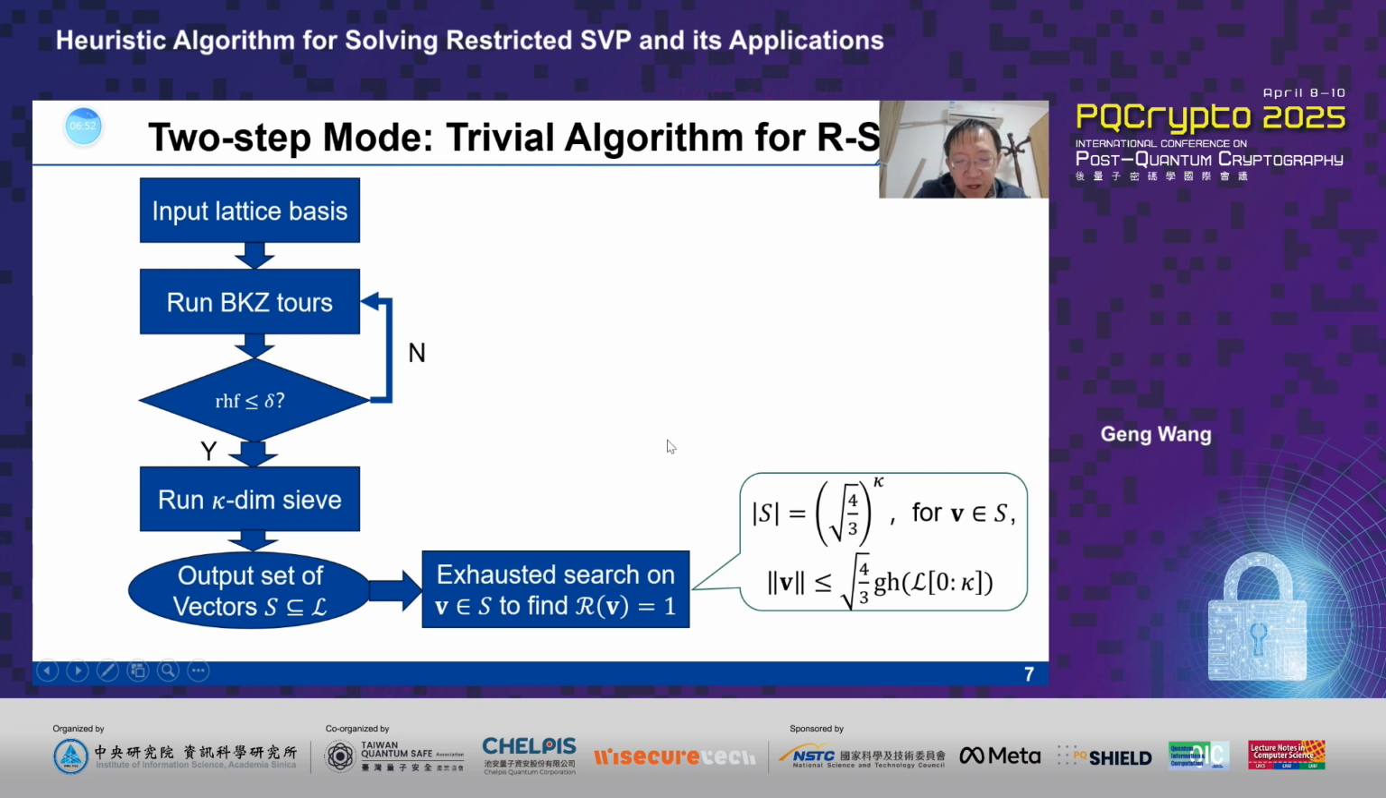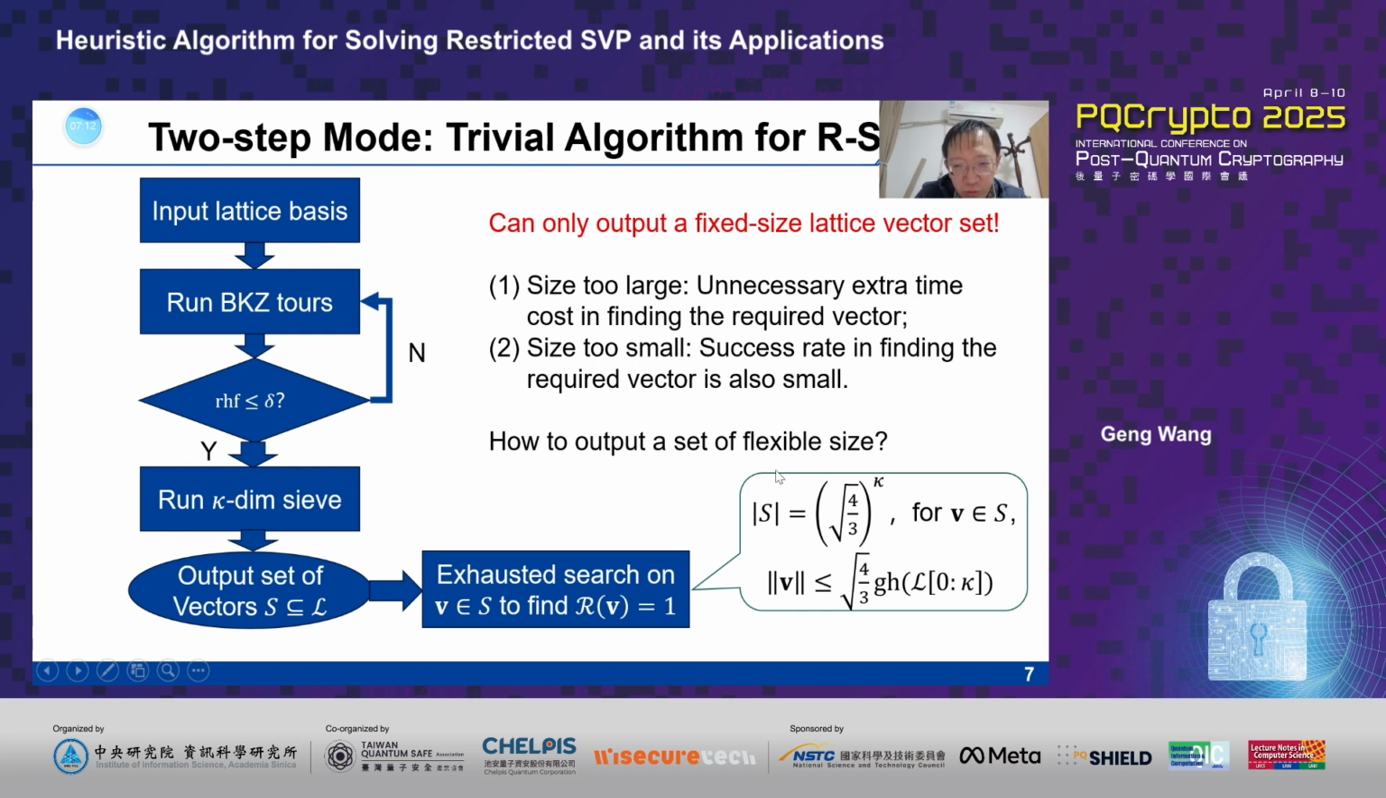However, for a fixed value of kappa, which means a fixed time cost for the sieving algorithm, the size of the output vector set and the length of the output vectors are also fixed. So the set may be too large or too small compared with the length of the short vector. If the size is too large, we incur unnecessary extra time in finding the required vector. But if the size is too small, the success rate in finding the required vector is also small.